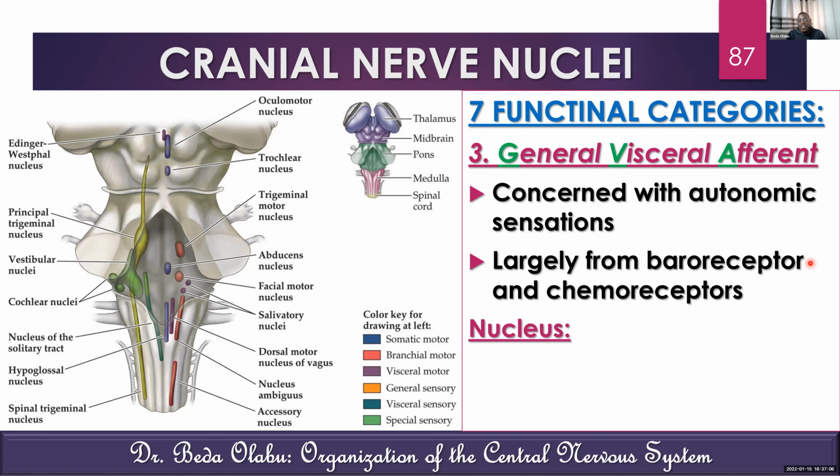So which nucleus has this role in the brainstem? We have what you call the nucleus of the solitary tract, nucleus of the tractus solitarius. It is predominantly within the medulla oblongata. That nucleus is predominantly within the medulla oblongata. So it receives visceral sensory afferents, neurons from baroreceptors and chemoreceptors synapse there.